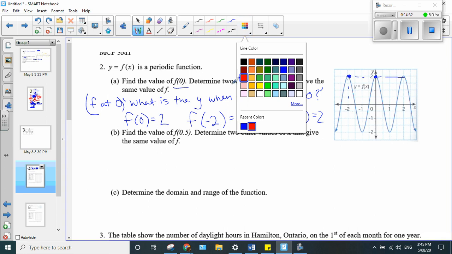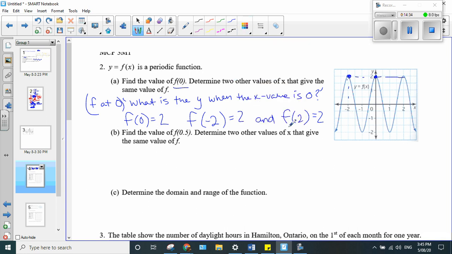Okay, so we're going to do the same for f at 0.5. So what is the y value when x equals 0.5? Well, 0.5 is here, and our y value is 0. So f at 0.5 is equal to 0.